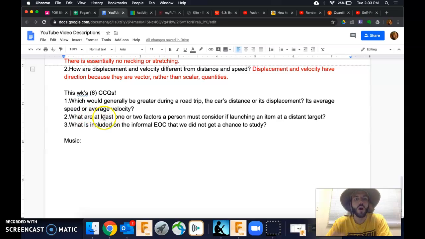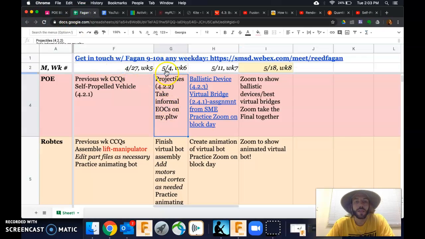The first one is, what are at least 1 or 2 factors a person must consider if launching an item at a distant target? And third, what is included on the informal EOC that we did not get a chance to study? So let's break this down a little further. Like this says here, May 4th, projectiles, taking informal EOCs on my PLTW. You'll see assignments pop up for those on Google Classroom. As always, you can reach me at this web address. Pause this if you want to see that address, but let's move forward.